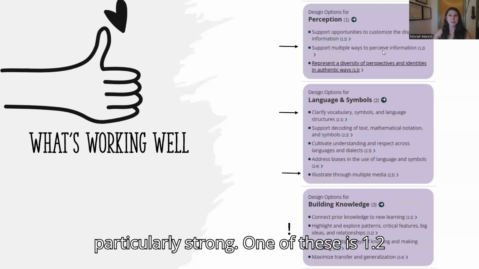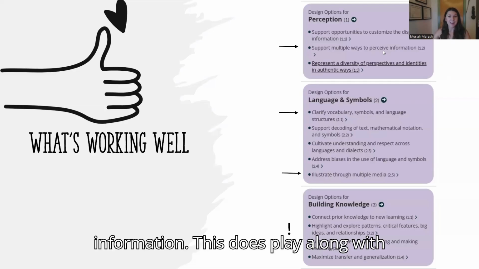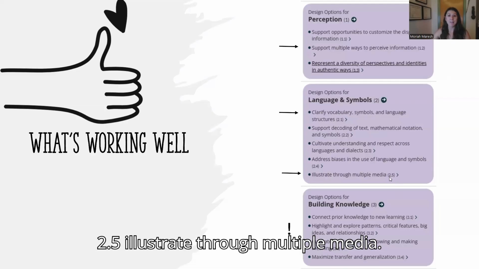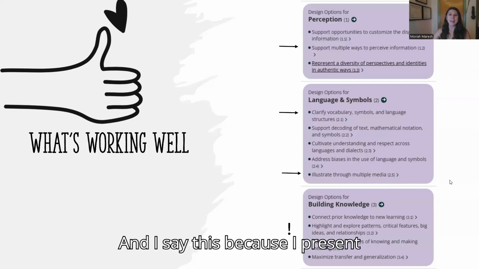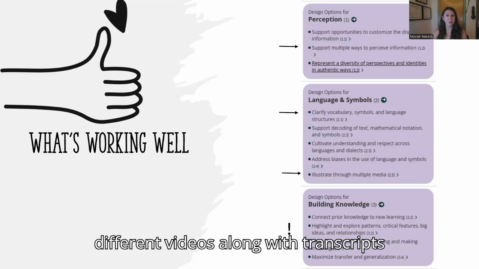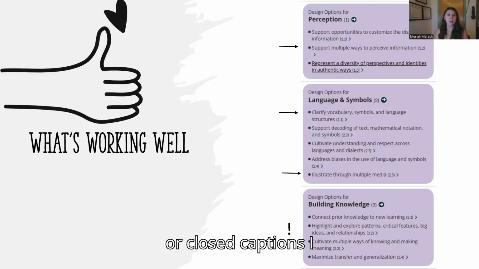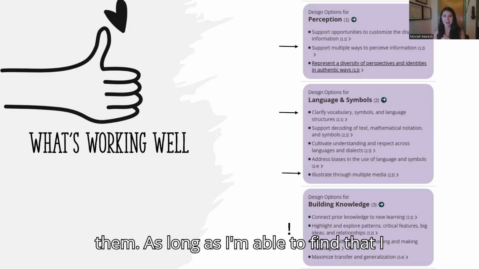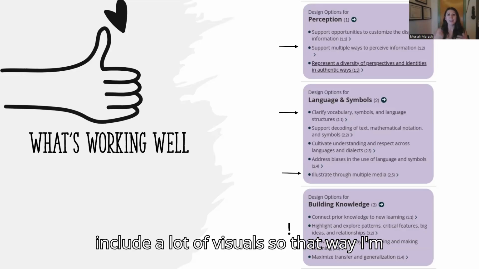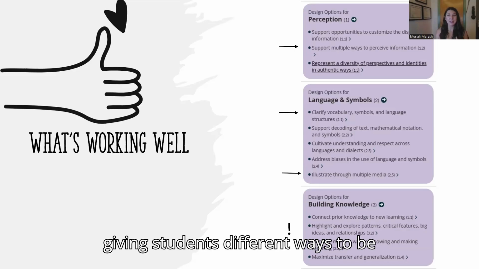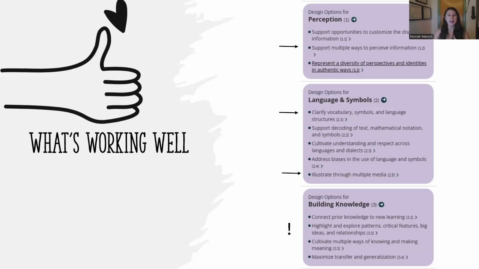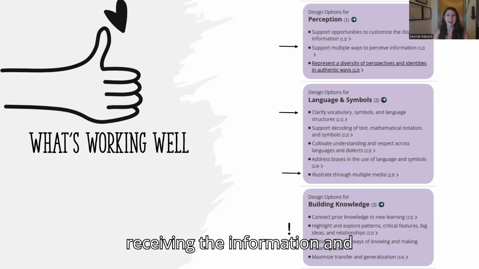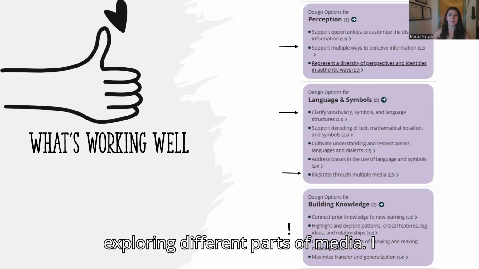One of these is 1.2, supporting multiple ways to perceive information. This does play along with 2.5, illustrate through multiple media. And I say this because I present different videos along with transcripts or closed captions. I include websites or different links that students can go to that also have the option to listen to them, as long as I'm able to find that. I include a lot of visuals, so that way I'm giving students different ways to be receiving the information and exploring different parts of media.